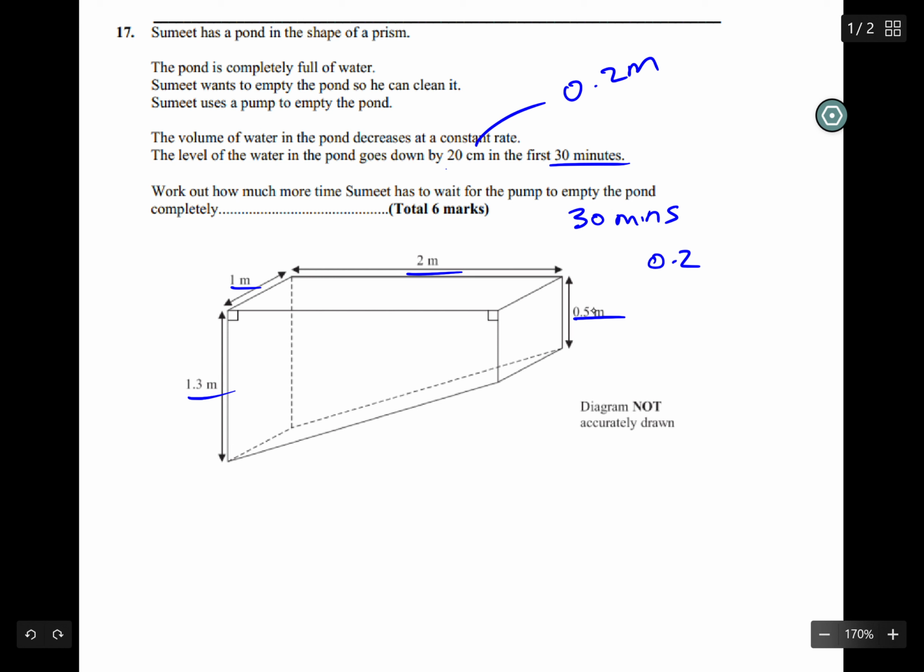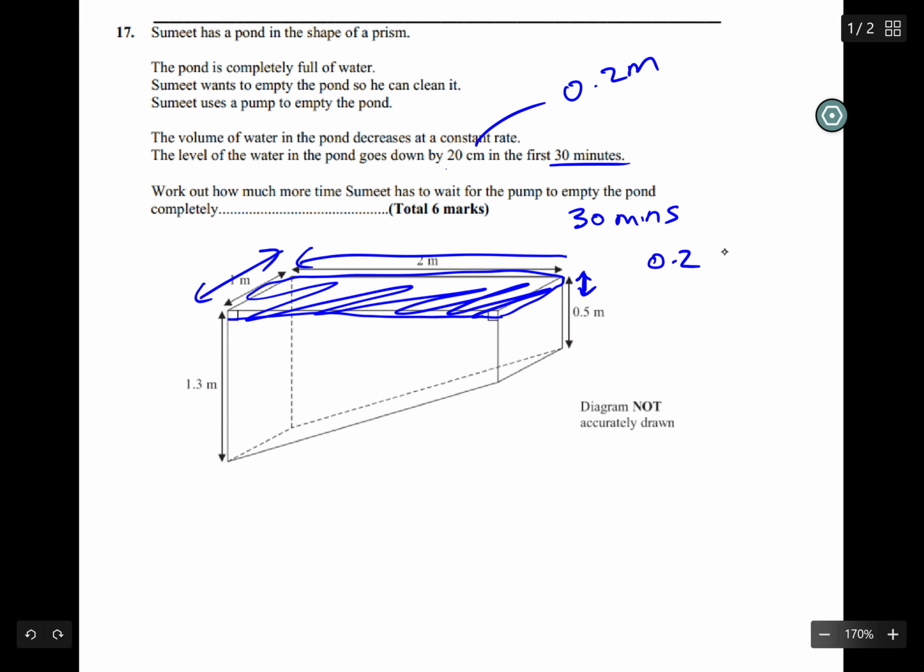times, that's the depth. That's this bit here. That's times 2 times 1. So we basically figured out this tiny little section of water. So 0.2 times 1 times 2, which is 0.4 meters cubed per 30 minutes.